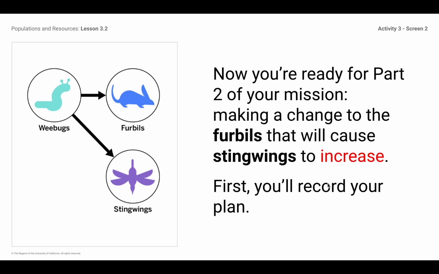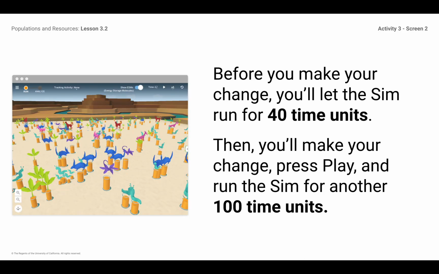First, you're going to record your plan. You have to think about, what are you going to do to the furbills? How are you going to make those stingwings increase? And then before you make the change, this time we're going to let the sim run for 40 time units. So go ahead and hit play, let that go for 40 time units, stop it. You'll make your change. Remember, we open up this tab right here. Make the change. Don't forget to lock your change, otherwise it's going to mess it up. Press play and then run the sim for another 100 time units.